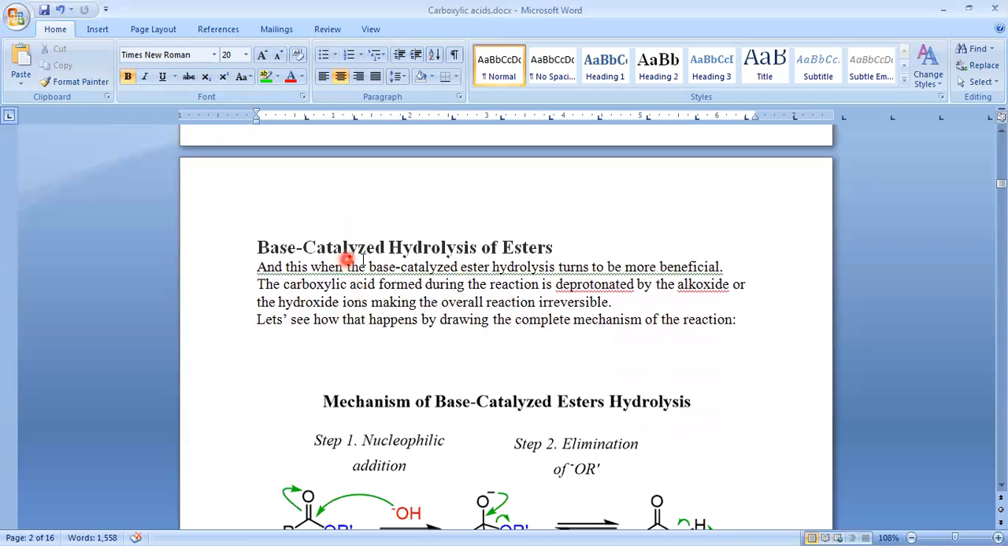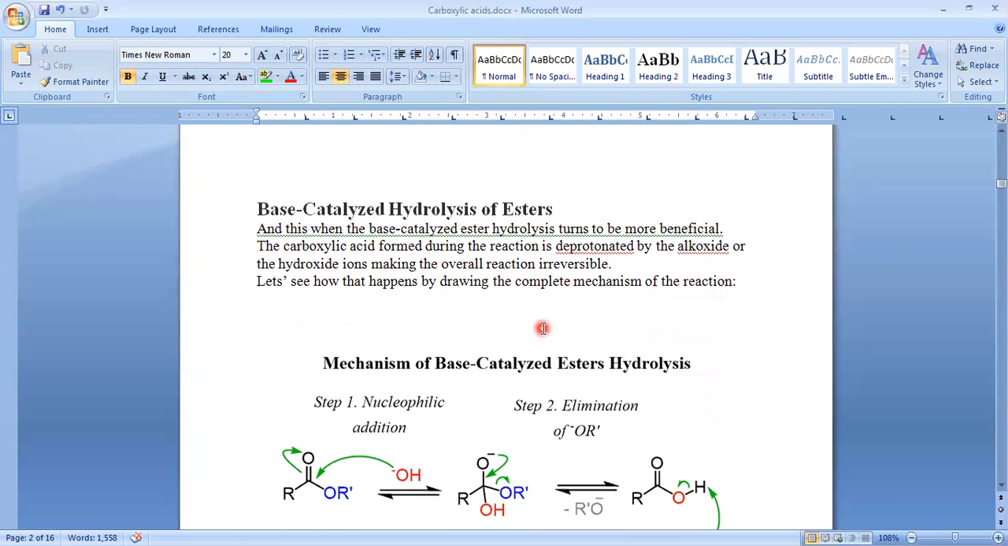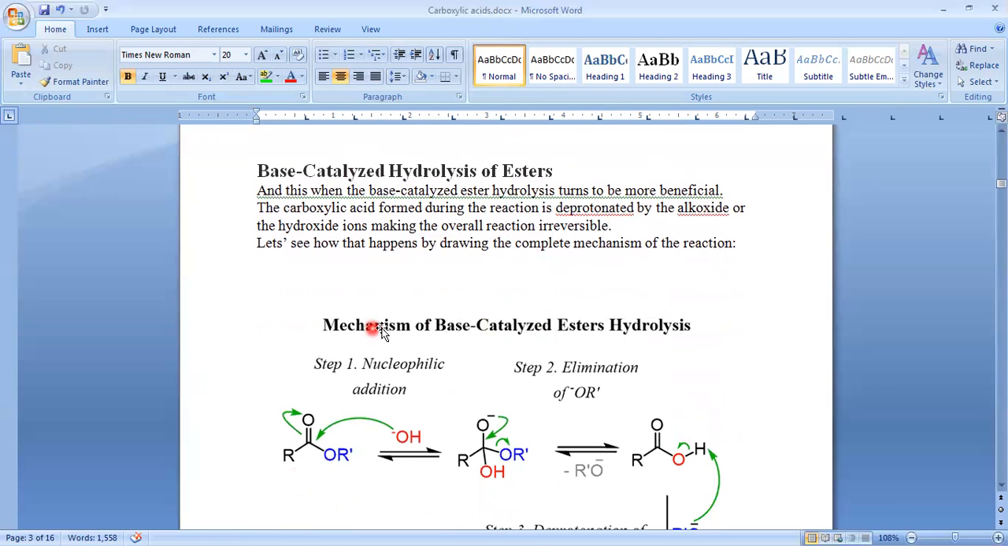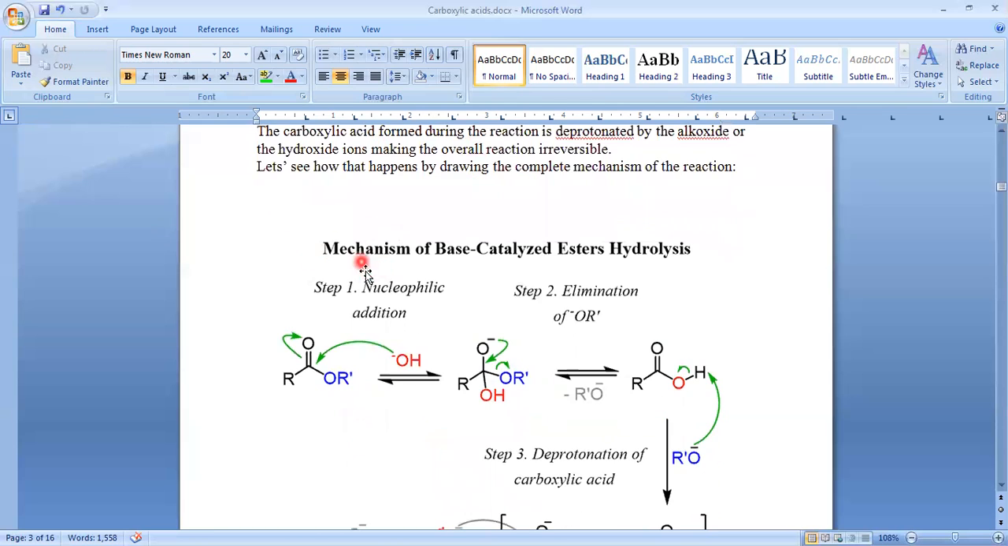Next one is basic hydrolysis. This basic hydrolysis is also known as saponification. I will show you where we use this saponification, in which industry we use it. So saponification is nothing but what? Basic hydrolysis of ester. See, this basic hydrolysis turns out to be more beneficial. The carboxylic acid formed during this reaction is deprotonated by alkoxide and hydroxide ions, making the overall reaction irreversible. Okay, so this is the description.